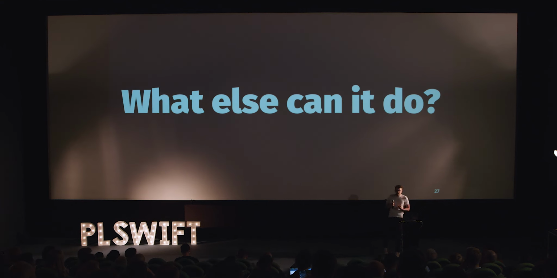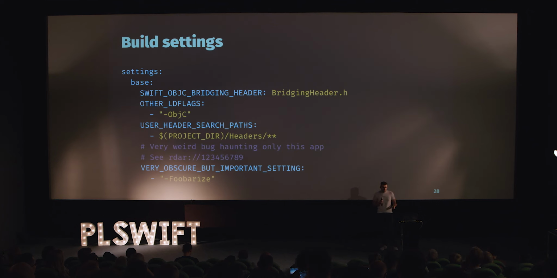Okay, so what else can XcodeGen do? Because what I showed you for now was just the basic configuration. And no even remotely complicated project can go without specifying some build settings. And you can do that in XcodeGen too. You use the same keys you would see and use in build settings pane in Xcode. You just provide them in your project YML.